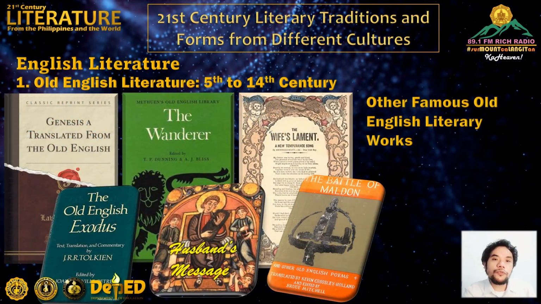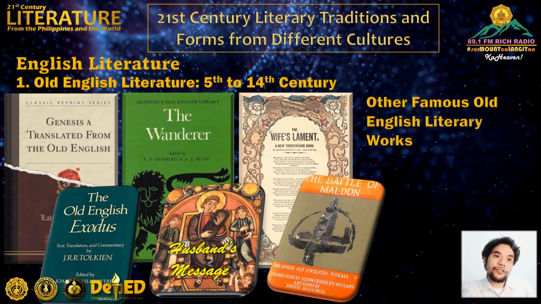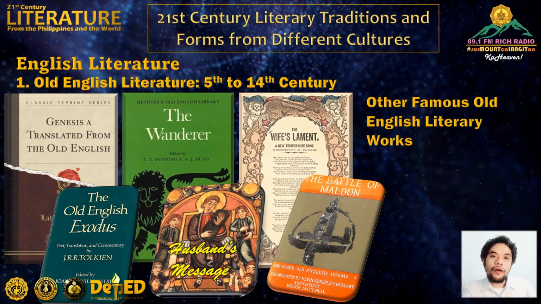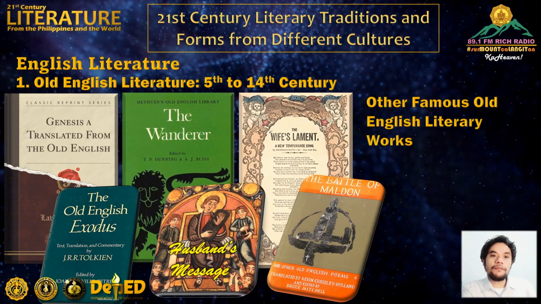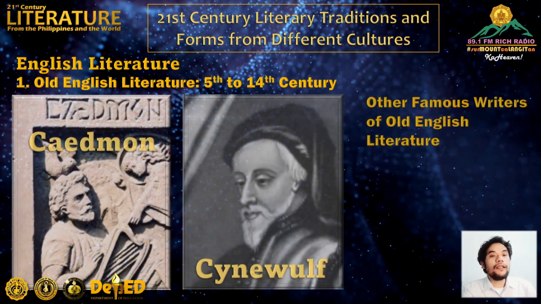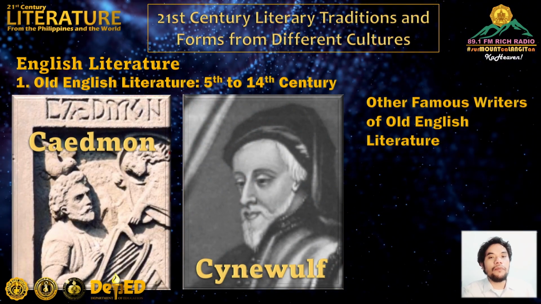Some of the other famous works produced during the Old English literature include Genesis, Exodus, The Wanderer, Wife's Lament, Husband's Message, The Battle of Maldon. Other famous writers of Old English literature were Cynewulf and Caedmon.